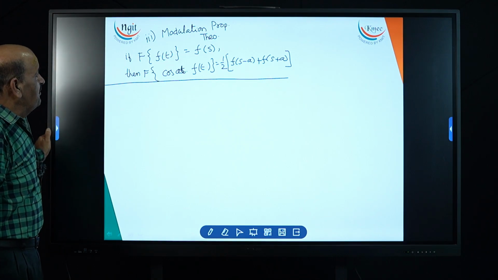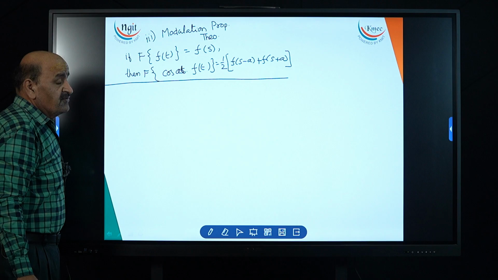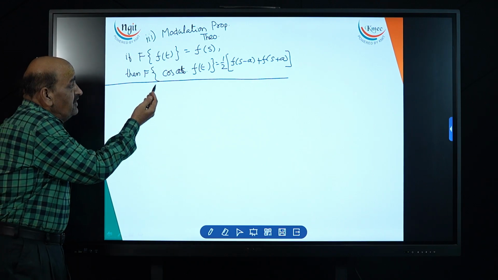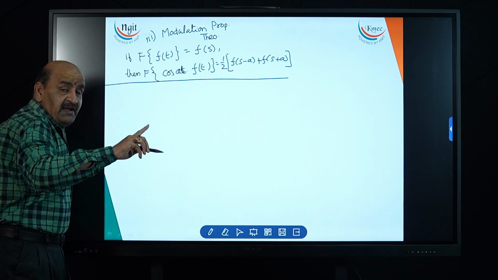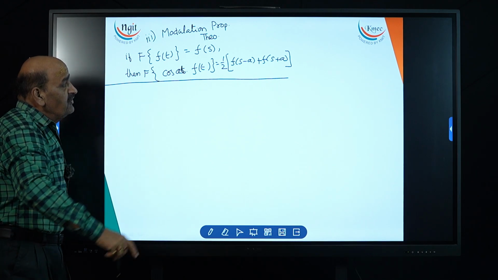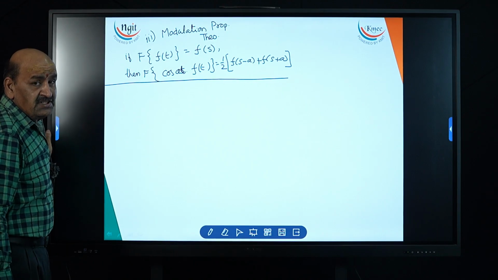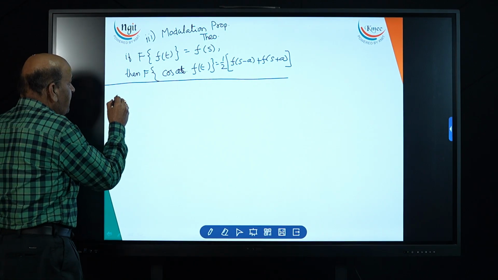The modulation statement: if the Fourier transformation of a signal f of t is equal to F of s, then if the signal is multiplied by a cosine signal, the output will be like that. That is called the modulation property, or modulation theorem, of the Fourier transforms. Now let us derive it.